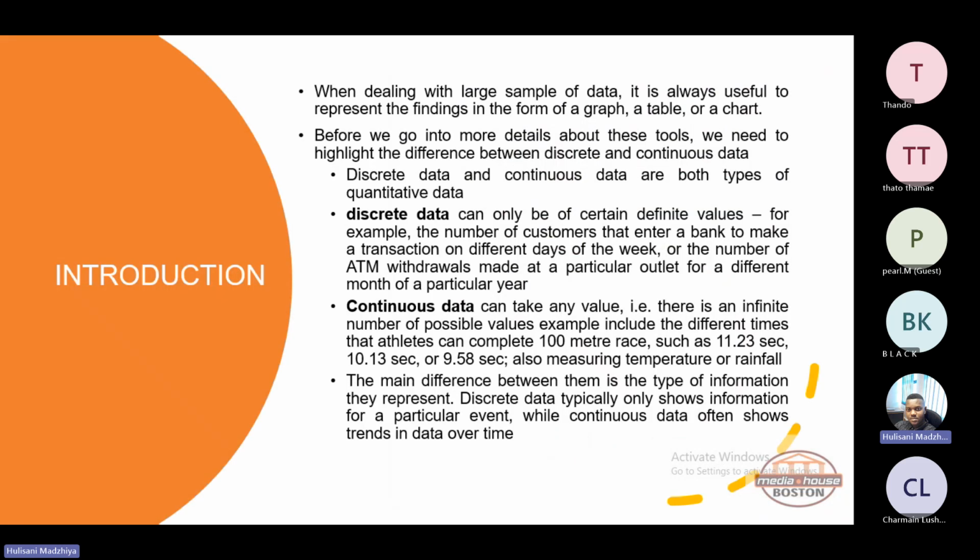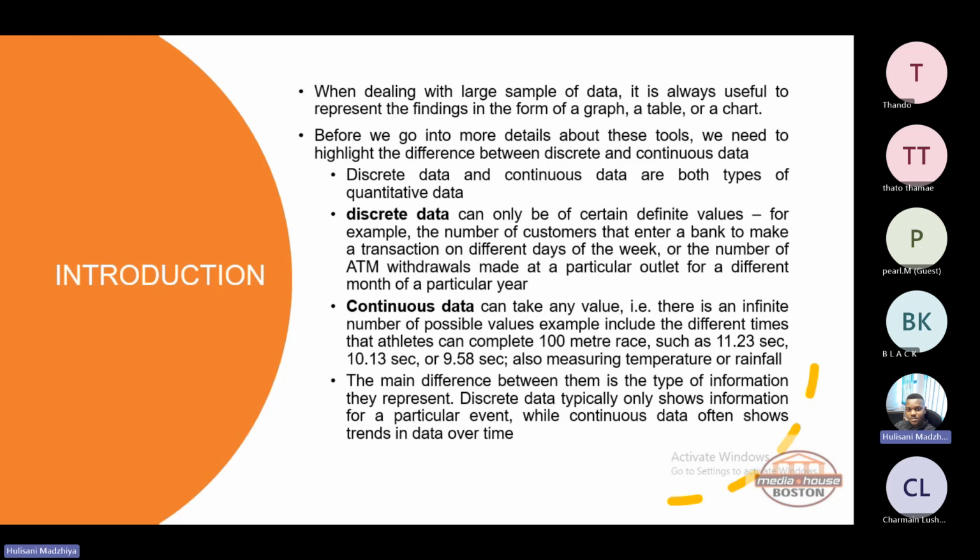So when you work with data, we've got two types of data. We've got discrete data and continuous data. When it comes to discrete data, this data can only be of certain values, meaning that the data can be counted and the numbers are presented in whole numbers or integers. So the value can actually fit into a certain category.